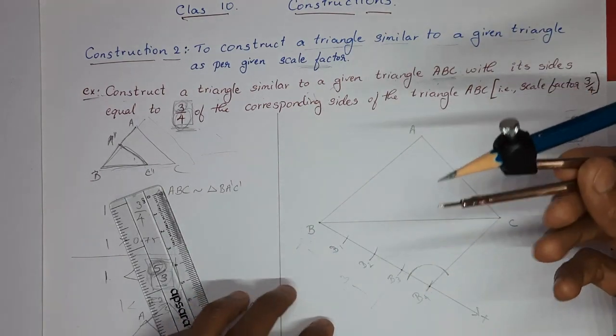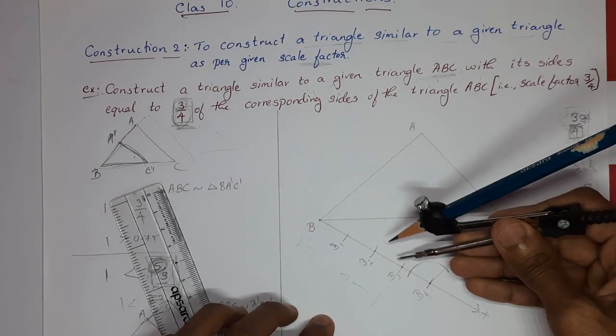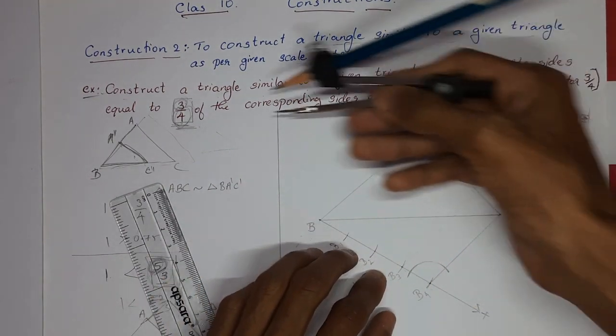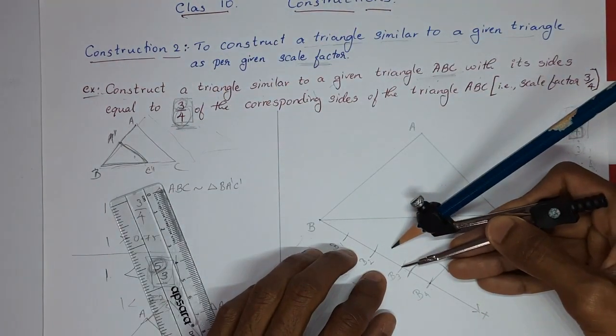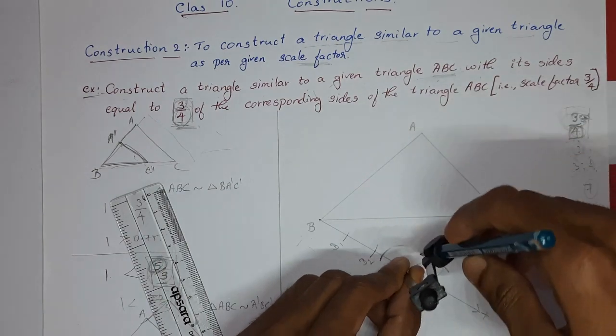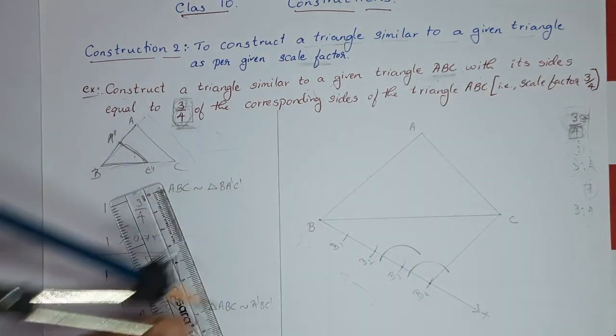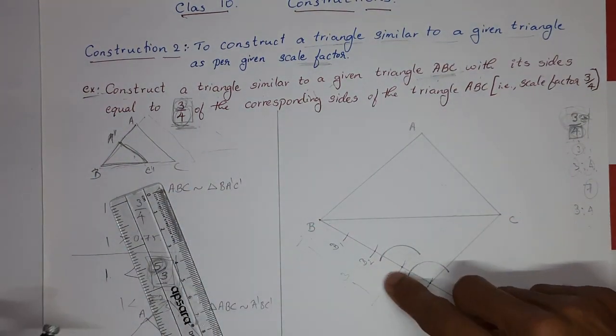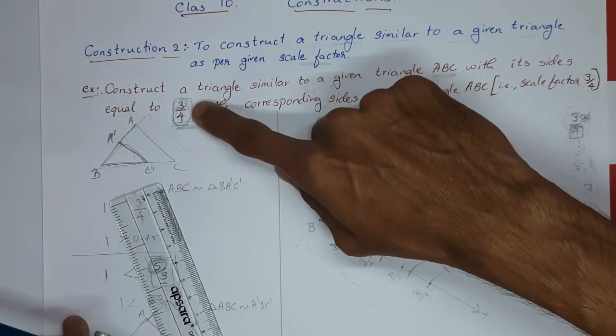Now don't change it, keep a similar way, keep on B3 now, because the 3 is in the numerator. Draw one more arc on B3. Same procedure. Yes, because B3, why I have taken B3, is because they have given the ratio 3:4.